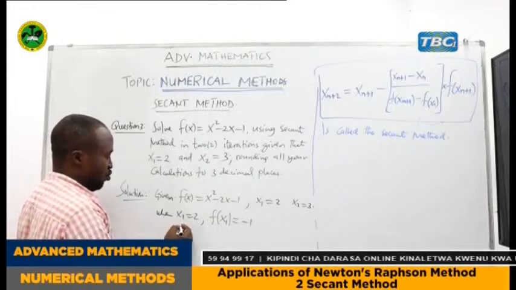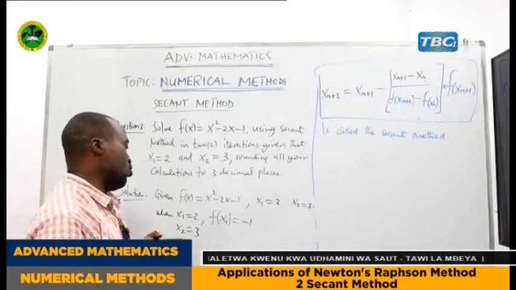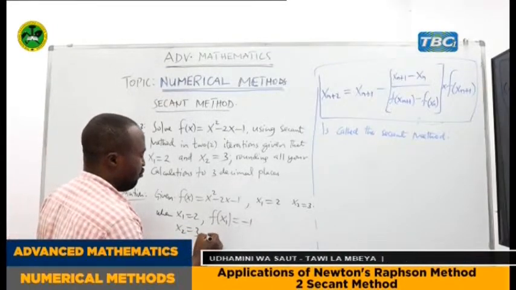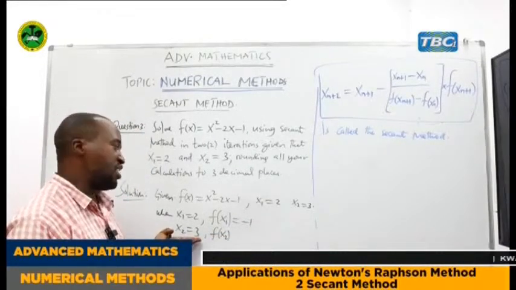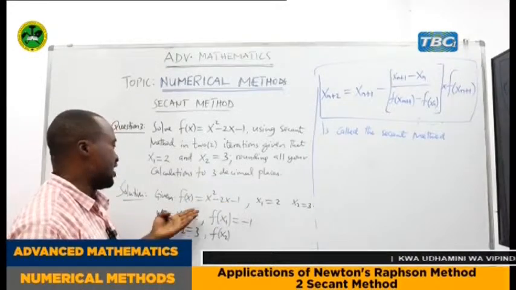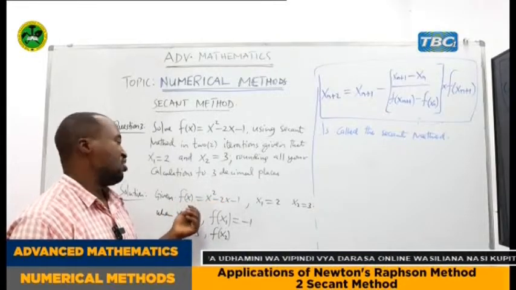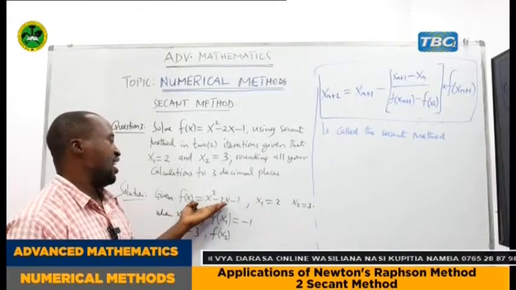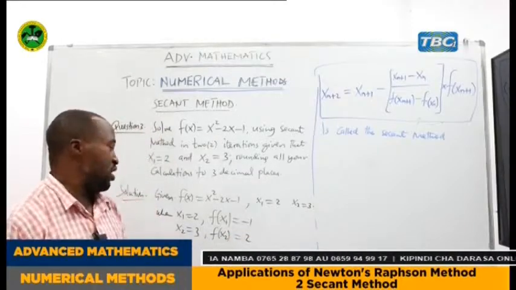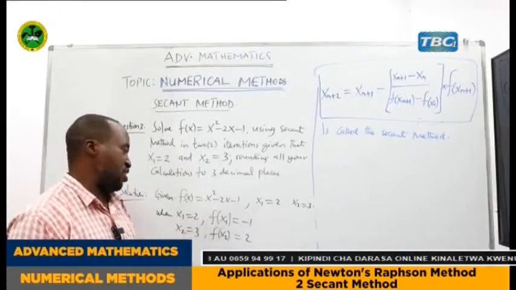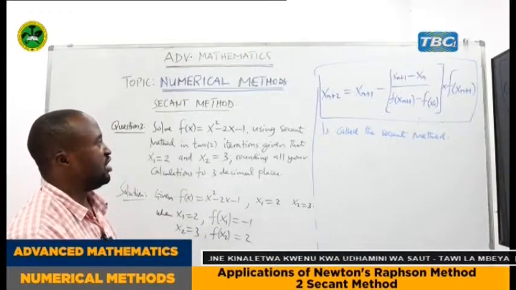Again, we have x2 is equal to 3. If we have x2, it is possible to find f of x2. Why? Because we just substitute the value of x2 in our function. That is 3 squared, that is 9, then minus 2 times 3, so it is 9 minus 6, that is going to be 3. 3 minus 1, we are going to have 2. Now we have x1 and f of x1, x2 and f of x2. So now we can use our general formula.